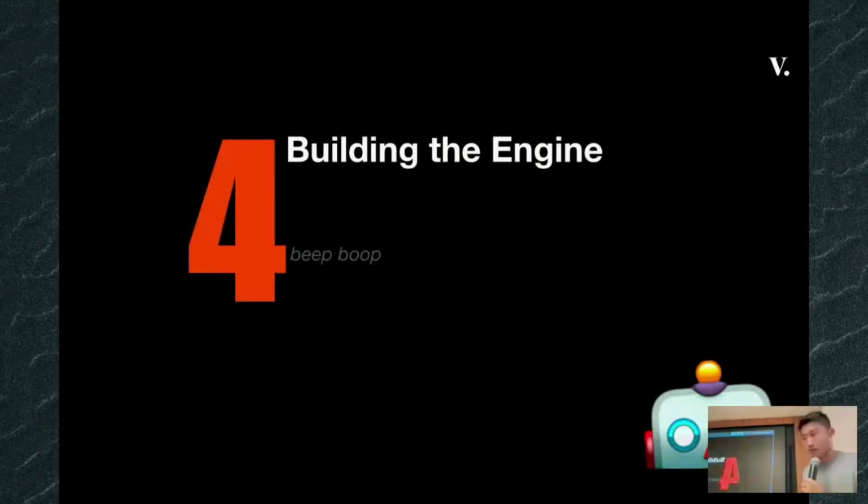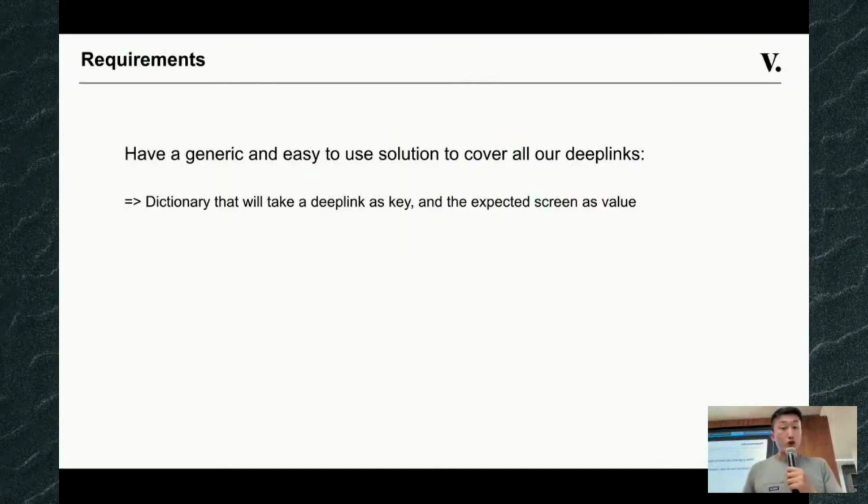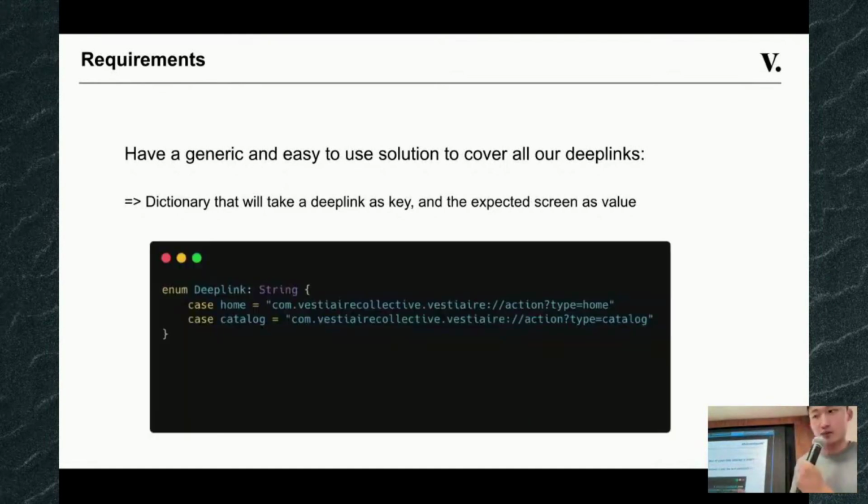Okay, so now that we understand all the theory part, let's start building this. We want to have a generic and easy to use solution, of course. So your first idea would be to have some kind of dictionary that will take a deep link as a key and the expected screen as a value. Makes sense so far. So let's start building it.